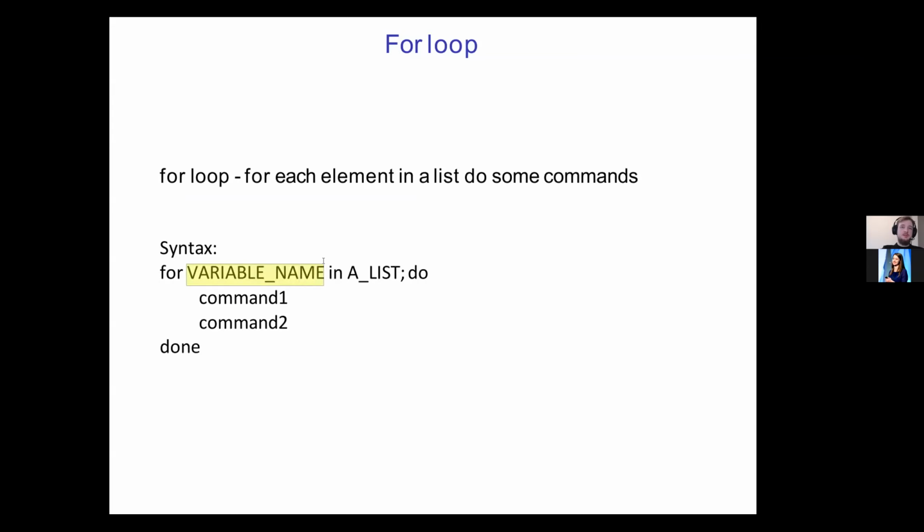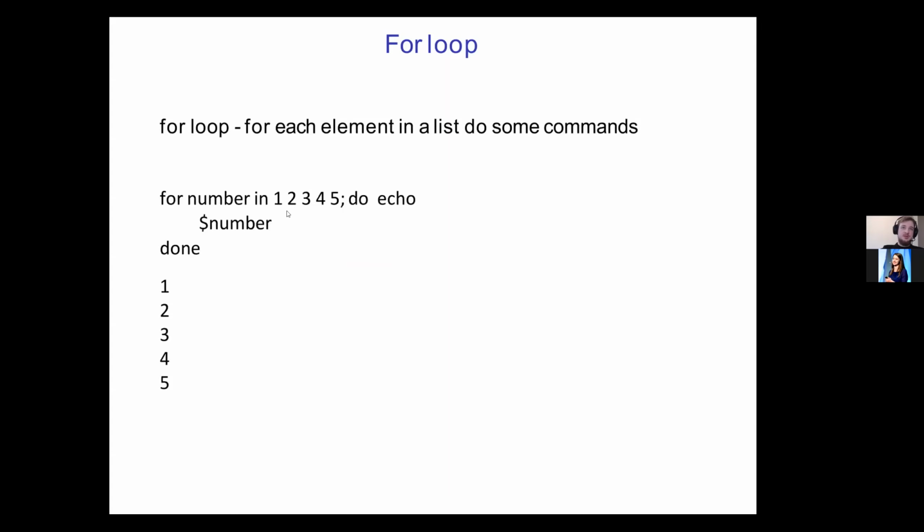So there's a variable name that we are creating, and we are assigning values from a list to that variable name, and we can do something with that variable name, whatever that might be. So here's an example. Here's a list of numbers, and we create a variable called number. So we are enumerating through the list, and for each iteration, it assigns a value to the variable number, and we can, let's say, echo the variable number, and it will print 1, 2, 3, 4 in the terminal.